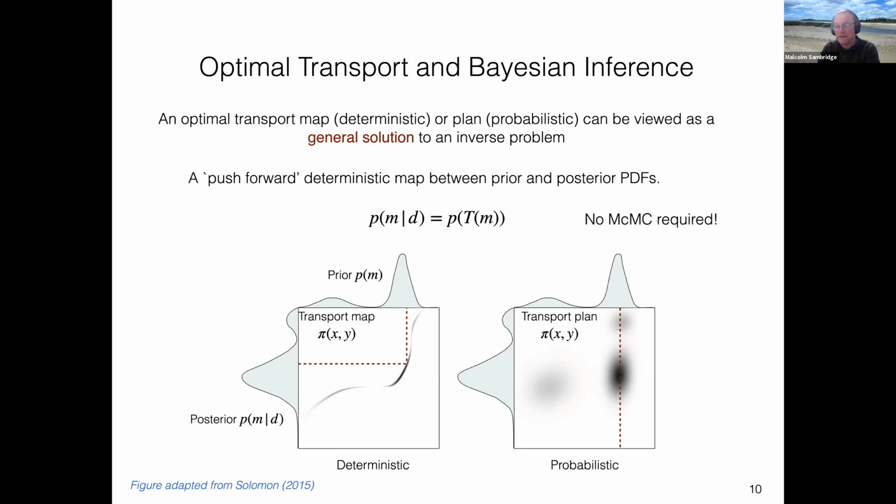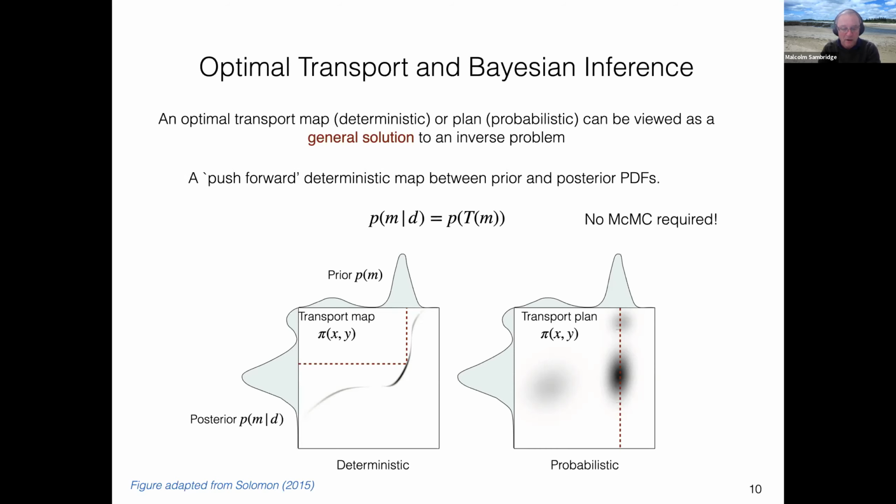Well, that immediately means we don't need Markov chain Monte Carlo anymore, because we simply generate samples according to the prior, we apply the map, and we have samples according to the posterior. We don't need all those wasteful samples in between. It's one in and one out. So by definition, we have a sampling algorithm which is perfectly efficient if we have the transport map.